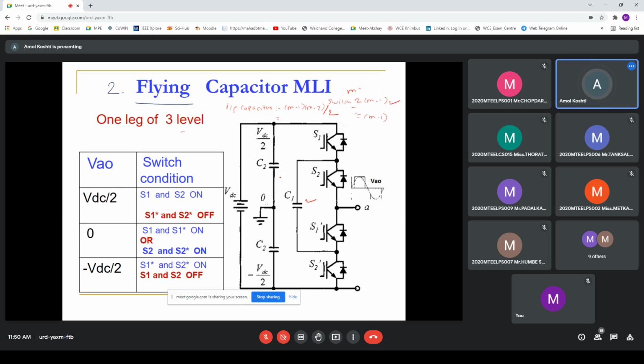The formula to get the input capacitor is the same, but there is a difference in the formula for the flying capacitors in the circuit. In the diode clamp, we required (M minus 1) into (M minus 2) diodes, and here we need (M minus 1) into (M minus 2) divided by 2. Here we have only a single capacitor.